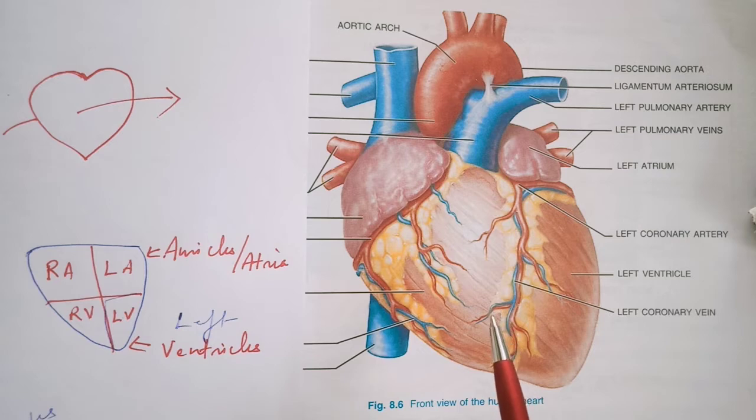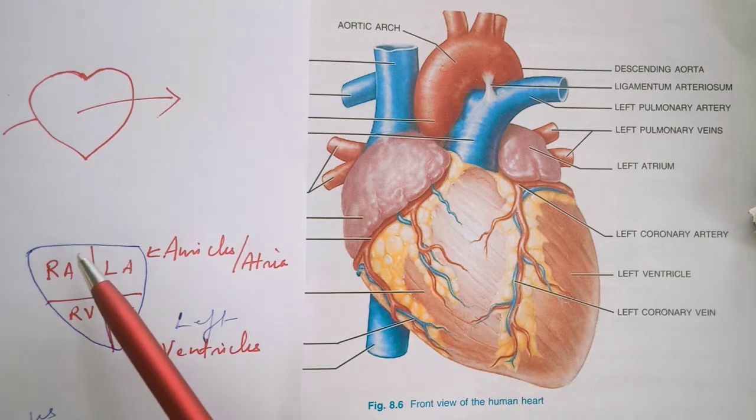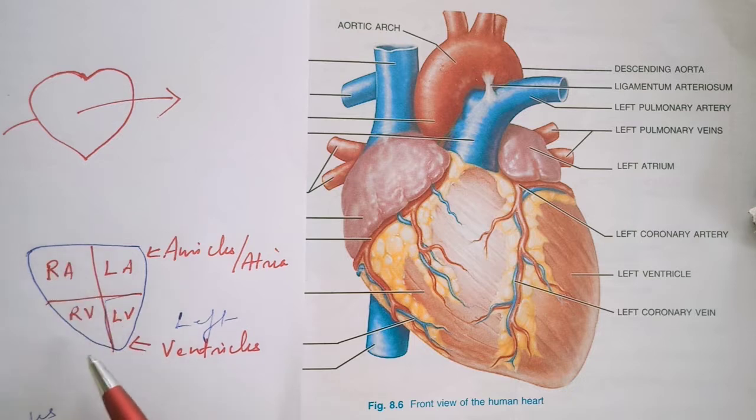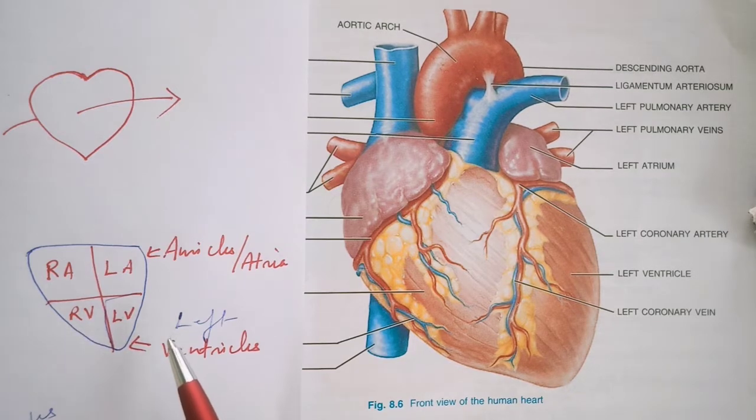Okay, it is very interesting also to know, students, that the right side of the heart always carries the deoxygenated blood and the left side of the heart always carries the oxygenated blood. We use the terms deoxygenated and oxygenated here. It is improper to use the terms pure and impure blood.